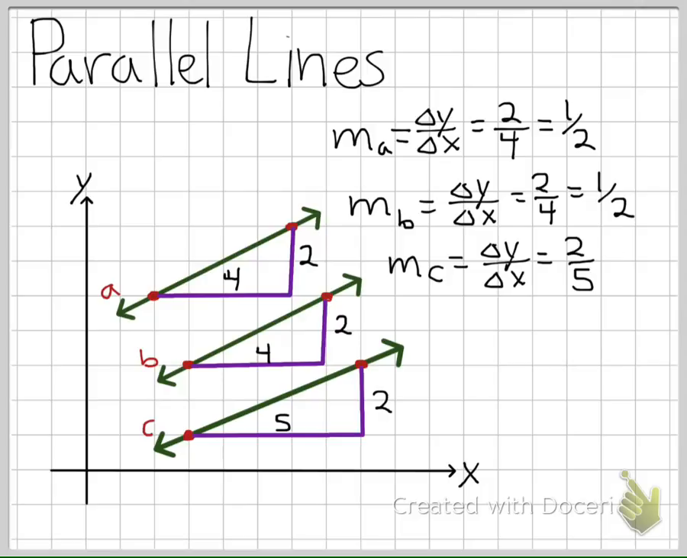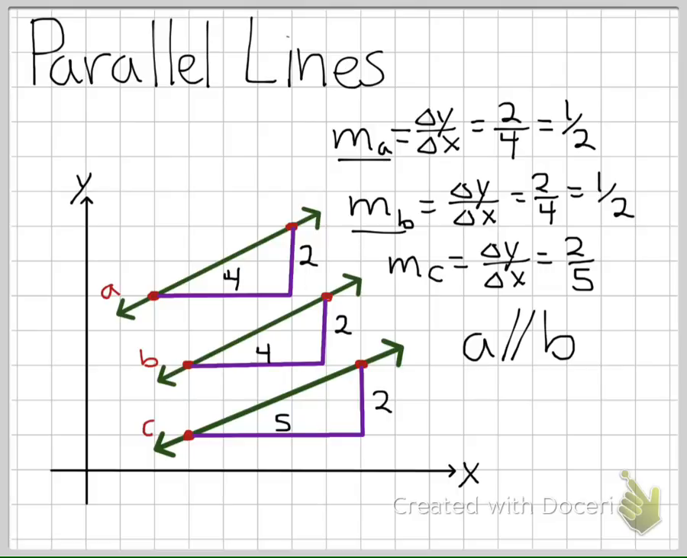So now that we have the slopes, we can see that A and B have the same slope. They each go up 1 and 2 to the right. That is the ratio for their slope. So that's enough to say that A is parallel to B.